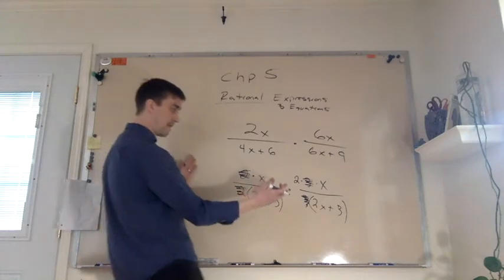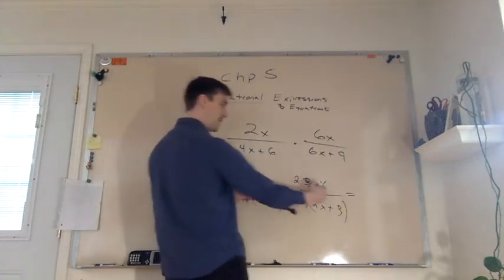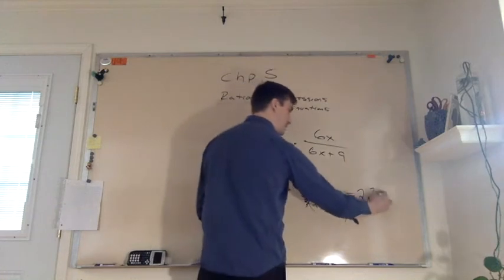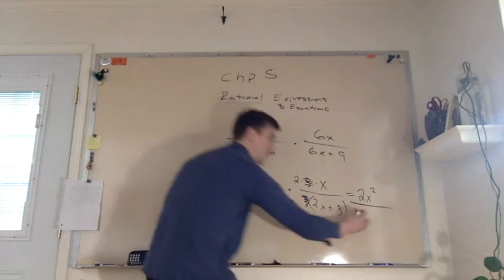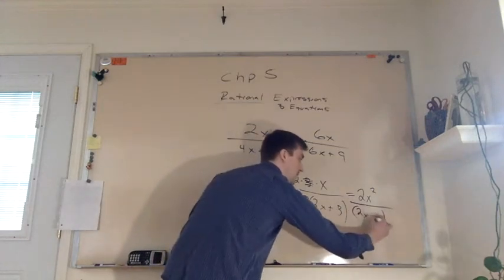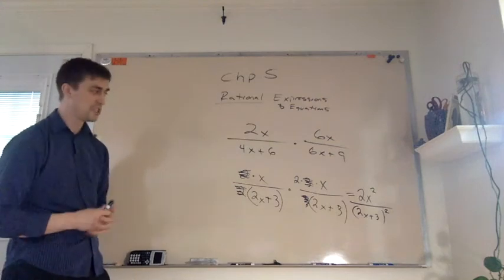Now you can just evaluate what's left over. On the top you have x times 2 times x, which is 2x squared. And on the bottom you have 2x plus 3 times 2x plus 3, which if it were me I would write as 2x plus 3 squared. And there you go. Fully simplified.